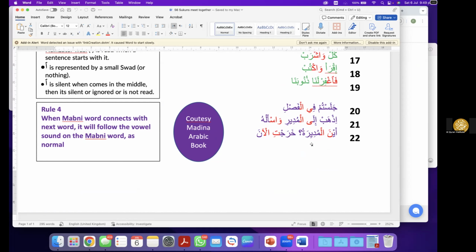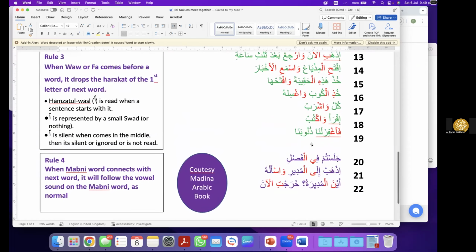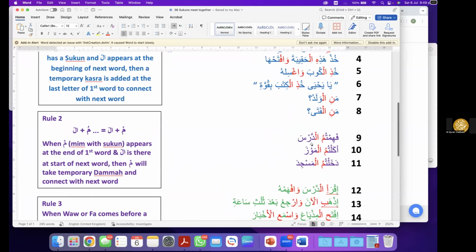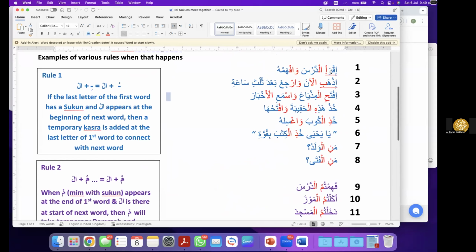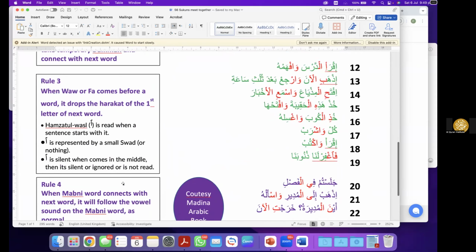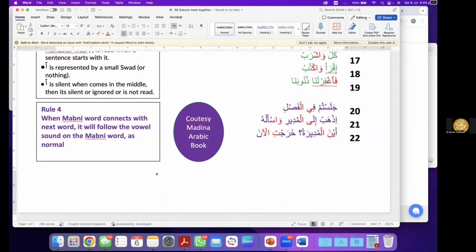I put it together just to remind. These are common. Everybody's doing it properly. Just the first one and the second one, I thought it is important to know that when the sukun appears on the last letter of the first word, then it will be kasra, a temporary connection with al. And if it is mim with sukun and al comes, it will be dhamma ending on mim. Others are very straightforward. Is that okay?